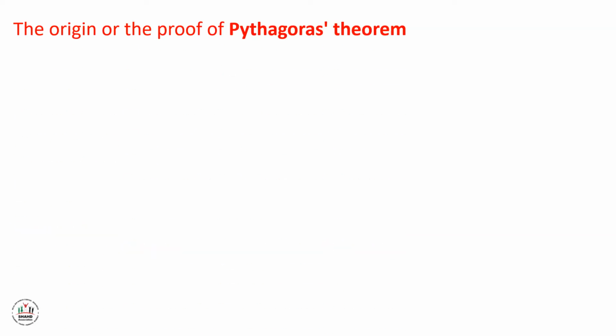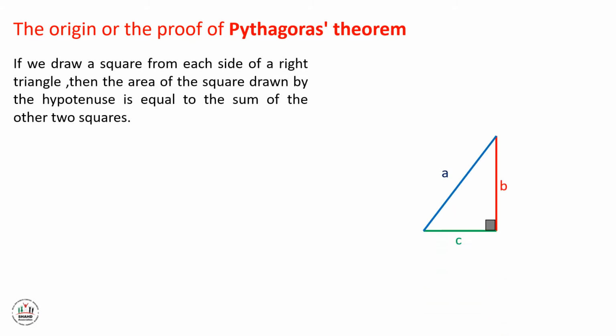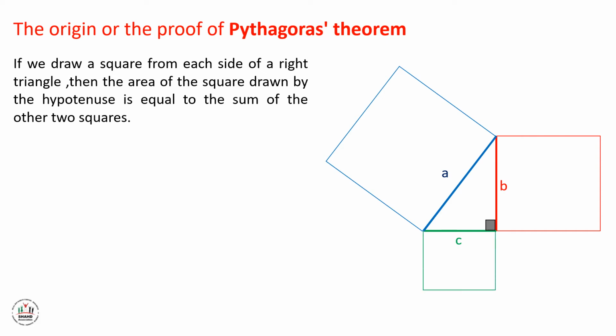The origin or the proof of Pythagoras theorem. If you draw a square from each side of a right triangle, then the area of the square drawn on the hypotenuse is equal to the sum of the other two squares.